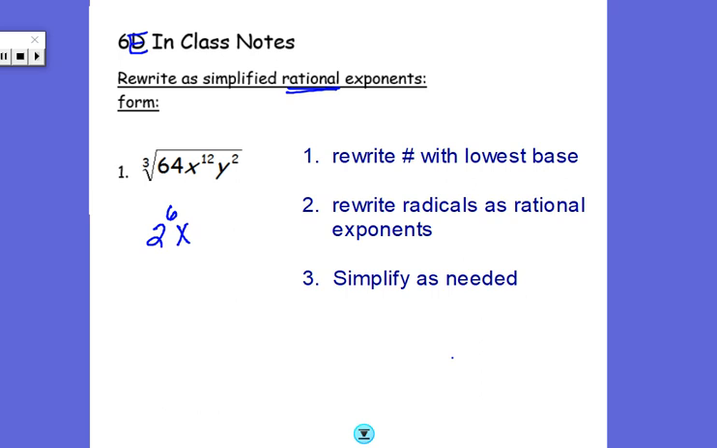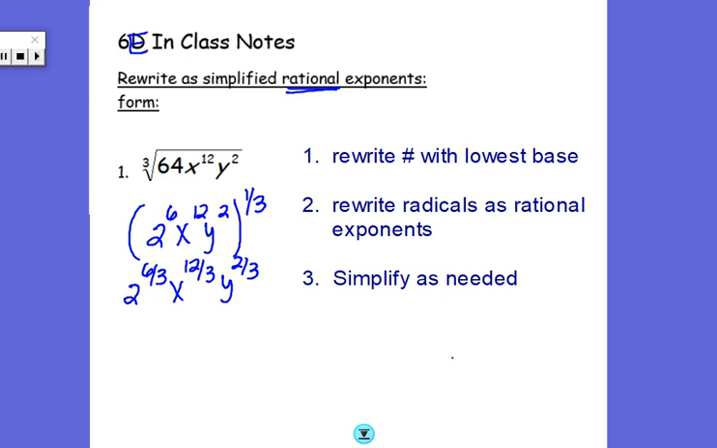All right, then I've got x to the 12th y squared, and I'm going to rewrite that cube root as a rational exponent. That's my step 2. So I'm going to rewrite that as the 1/3 power. I'm going to apply my properties of exponents. So a power to a power, I multiply. So I get 2 to the 6/3, x to the 12/3, y to the 2/3.